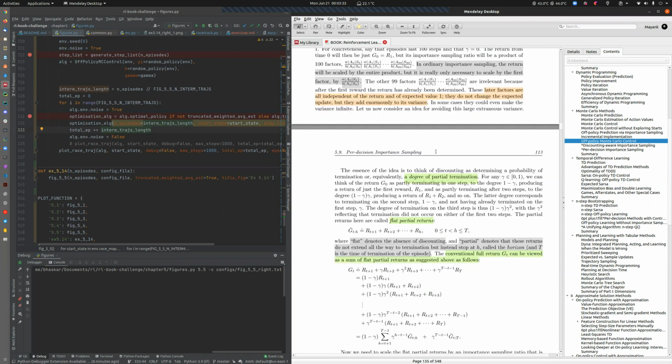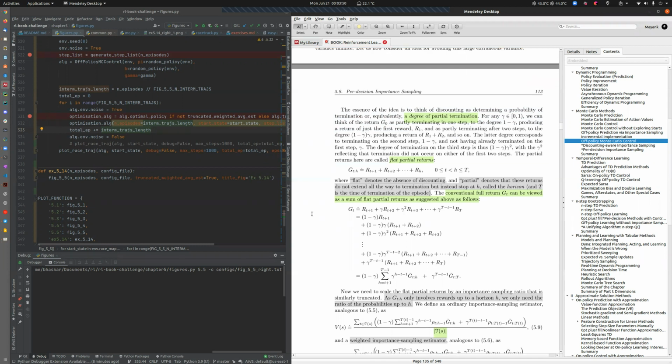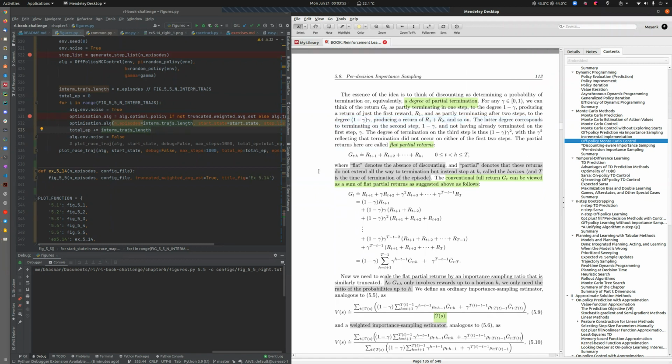Then they have considered the degree of partial termination and discounting, how they have considered discounting, then the initial return, how they have taken it to the degree of 1 minus gamma, reducing the return of R1 plus R2 and so on, the latter degree corresponding to the second step. That's simple really. And then the third step, with the square. So these are the errors in the sampling or the approximations that we get with respect to the squared process that is being added.